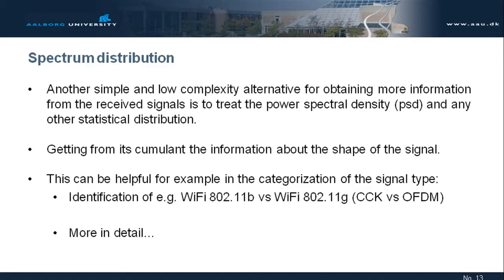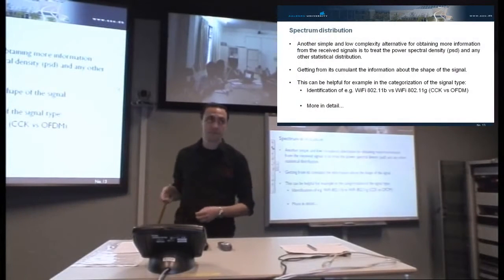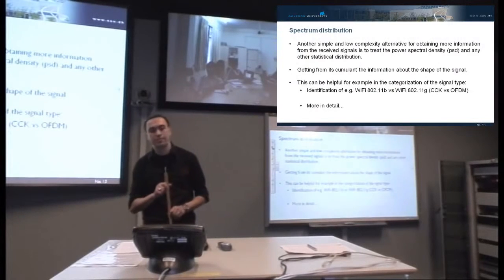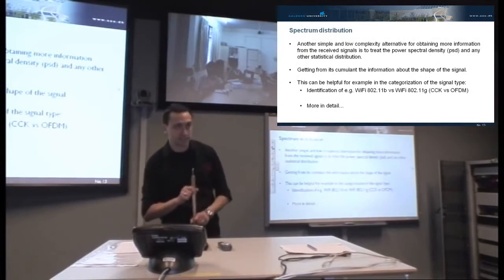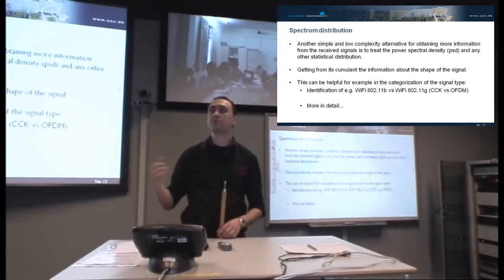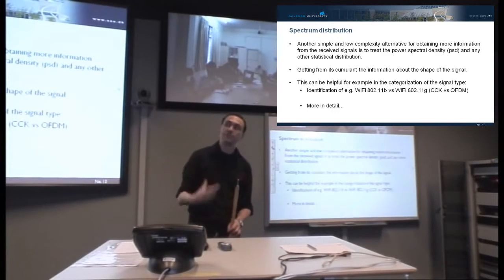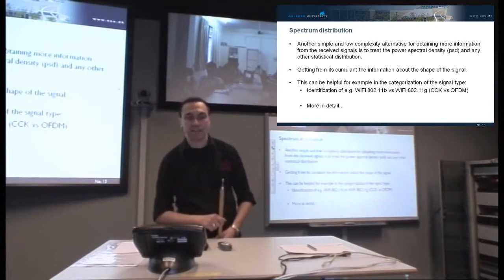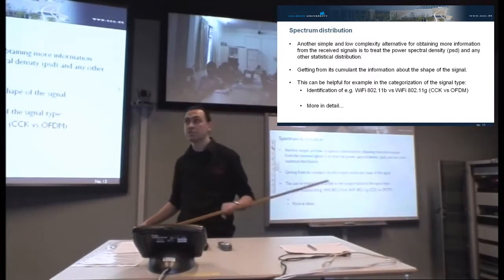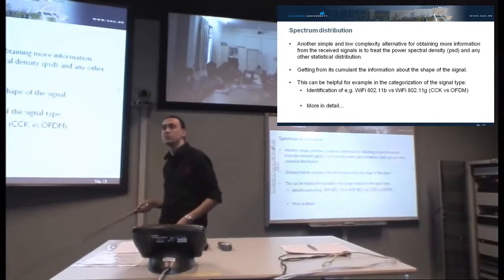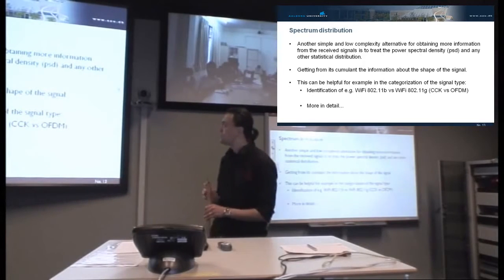And it is basically that you consider the spectrum of the signal, the power spectral density of the signal, as any common statistical distribution. And you treat it as it is. And from this distribution, you get the cumulants. Nice and easy. Why? For example, it's very easy to distinguish between different types of modulation, air interface types, CCK versus OFDM. It's very, very simple to do it, because they have different statistics.